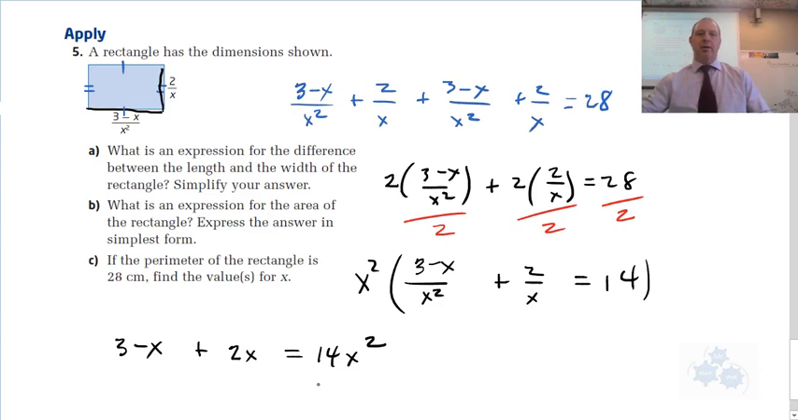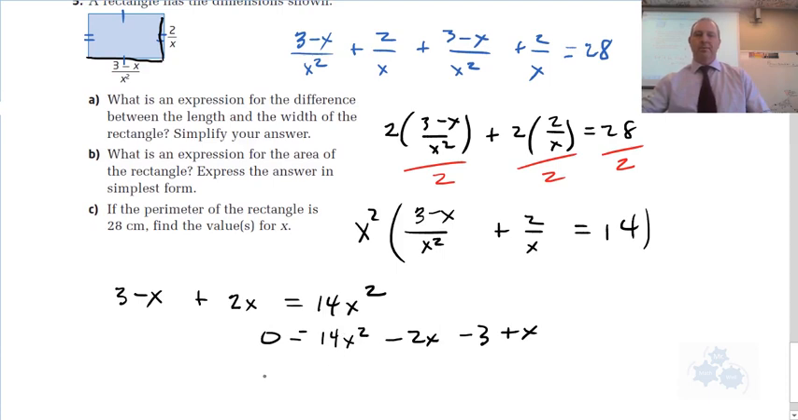But if you multiply by x squared, you'd end up with this. 3 minus x plus 2x equals 14x squared. Okay? And then you could write this as a quadratic. Minus 3 plus x, getting everything over to one side. Negative 2 plus, so that's minus x minus 3.